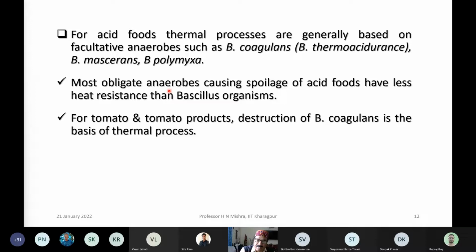Most of these obligate anaerobes causing spoilage of acid food have less heat resistance than the Bacillus organisms. So if these Bacillus organisms are taken care of, then most of the other obligate anaerobes will already be taken care of. For tomato and tomato products generally, such as tomato puree, tomato ketchup and sauce, destruction of Bacillus coagulans is the basis of the thermal process. Bacillus coagulans destruction is used for the commercial sterilization of tomato products.